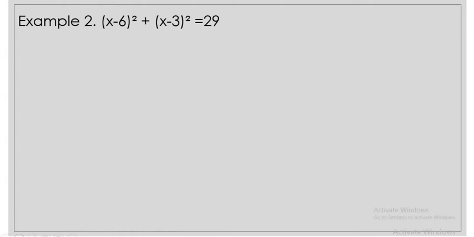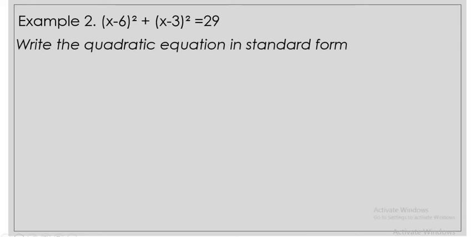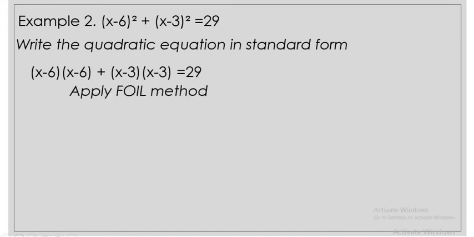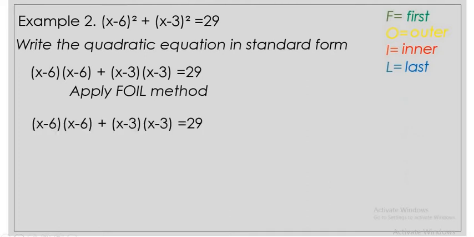Another equation is quantity x minus 6 squared plus quantity x minus 3 squared is equal to 29. So write the quadratic equation in standard form. From squared form, we will write it into binomial form, which is quantity x minus 6 times quantity x minus 6 plus quantity x minus 3 times quantity x minus 3 is equal to 29. Now, what method are we going to apply here? Okay, that is from your grade 8 mathematics. Yes, that's correct, and that is the FOIL method. Let us review the FOIL method. F for first, O for outer, I for inner, and L for last. Okay, so let's apply the FOIL method.